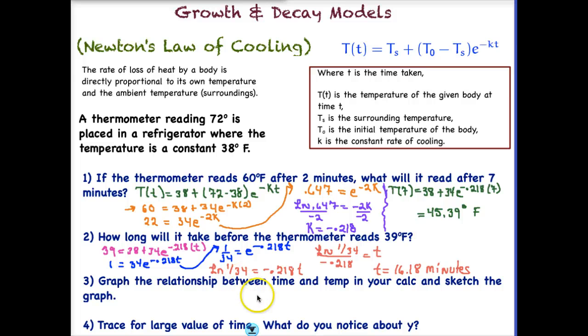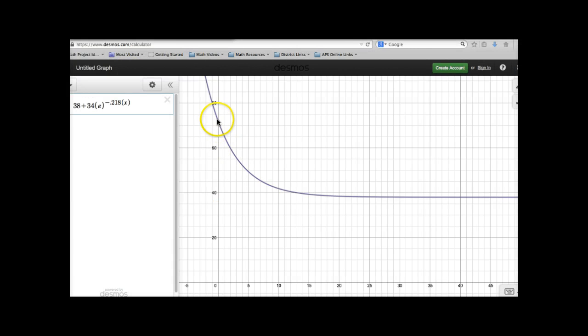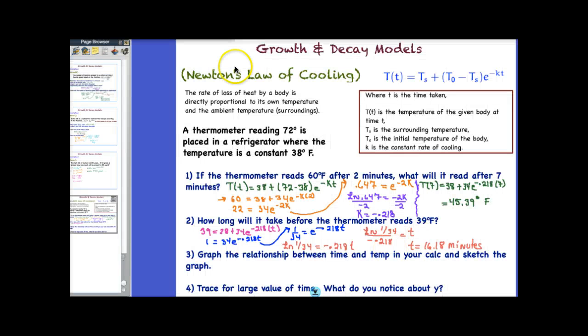Now let's graph the relationship between time and temperature in our calculator and sketch our graph. Here's a picture of our graph. Notice what's going on here with the graph. We are decaying, we are cooling rapidly, and then what's happening? Let's look at the last question. It says, trace for large values of time. What do you notice about y?